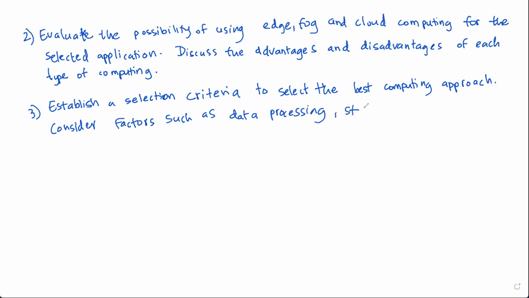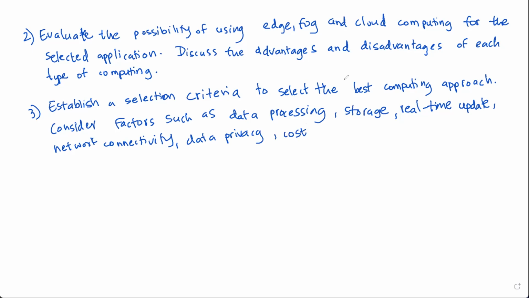Once you have defined criteria, you need to consider data processing, storage, real-time update, network connectivity, data privacy, cost of the implementation, and resource availability, etc. So you can consider these kinds of factors to define the best method to use in your application.